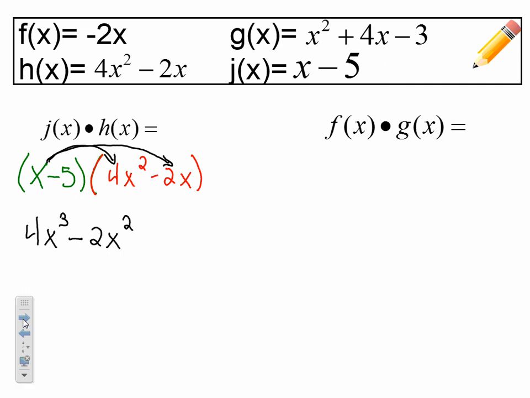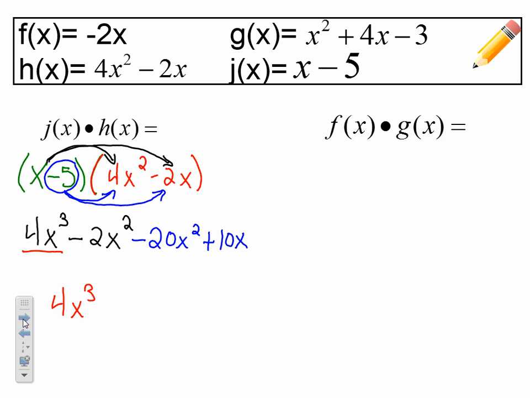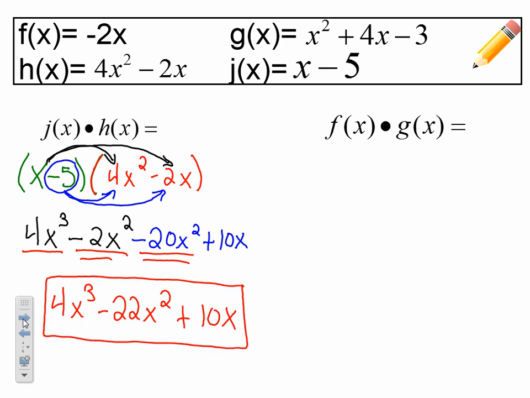Now we'll do the same thing with our negative 5. We're going to take negative 5 times 4x squared, which will give us negative 20x squared. And I'm going to take negative 5 times negative 2x, which will give us a positive 10x. Now we're going to combine like terms. We only have 1 x cubed, so I have 4x cubed. Our x squared, we have negative 2x squared and negative 20x squared, so we have negative 22x squared, plus what's left, 10x. We've simplified as far as we can, so this is going to be my final answer.